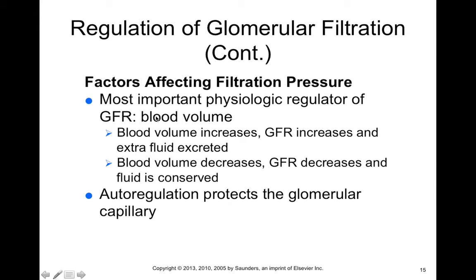One of the intrinsic mechanisms just relates to blood volume. So we know that if blood volume increases, blood pressure increases, and if blood pressure increases, hydrostatic pressure increases, which actually causes more fluid to be forced out of the glomerular capillaries more quickly. So due to increases in blood volume, this is going to increase glomerular filtration rate, which also increases the amount of urine that's formed. This is one of the ways that blood pressure and blood volume are regulated by the kidneys.